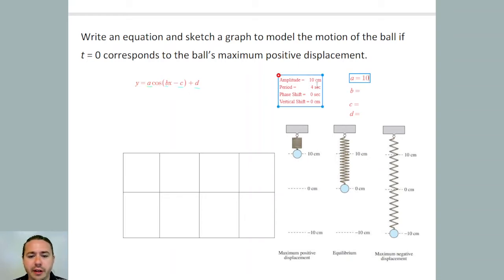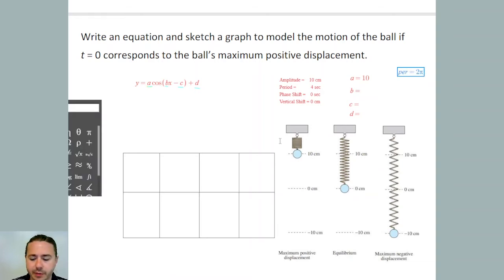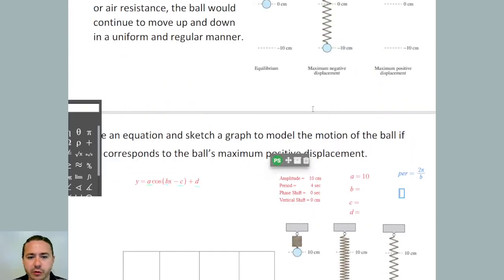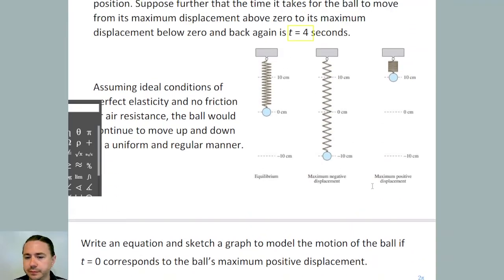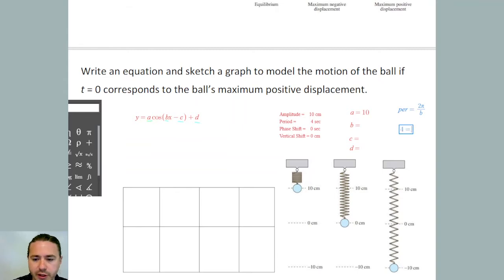So our period is 4 seconds. Now this is really the one that takes a little bit of work here. The way we calculate period, I'm going to show a little work out to the side, is we say that the period is 2 pi over b. That's how we calculate period for a sinusoidal function. We're trying to figure out what b is, but we actually do know what the period is. The period here is 4 seconds. Pretty sure it was 4 seconds. Yeah, there it is right there. So 4 equals 2 pi over b.